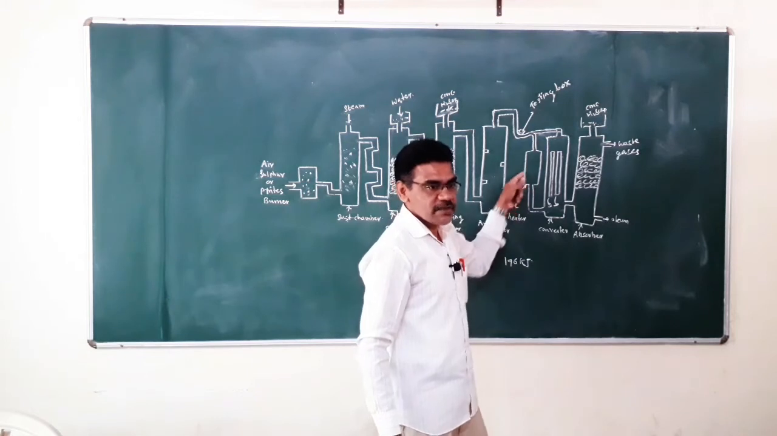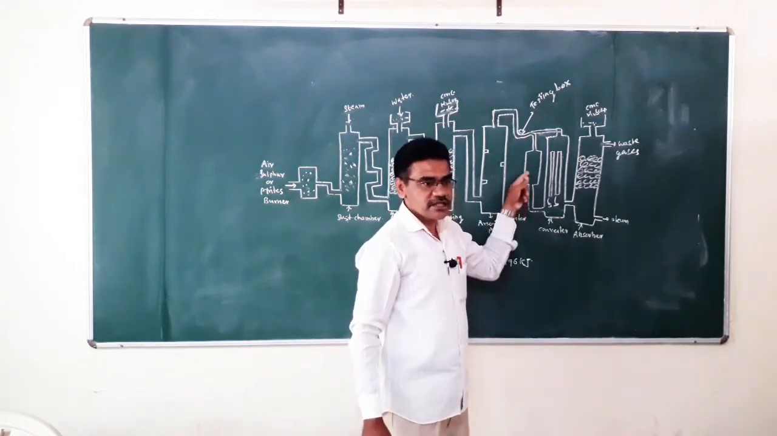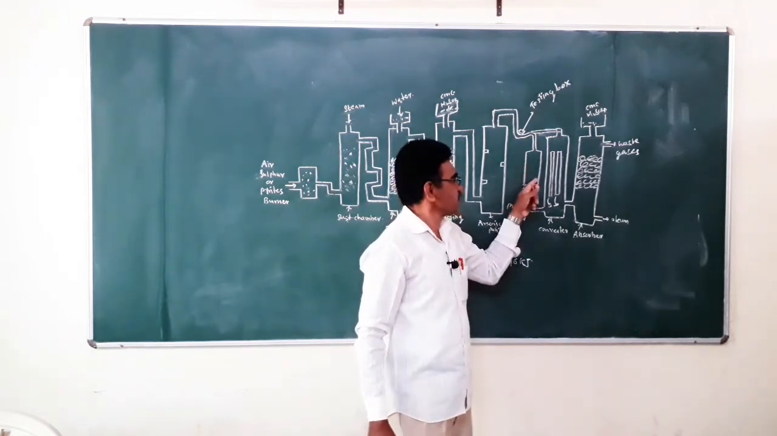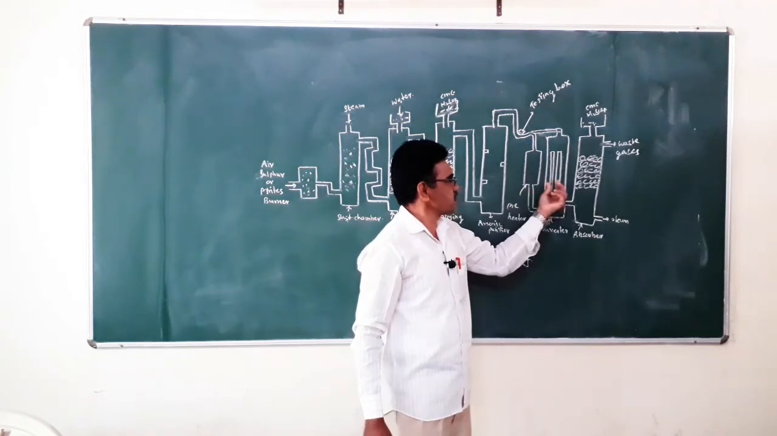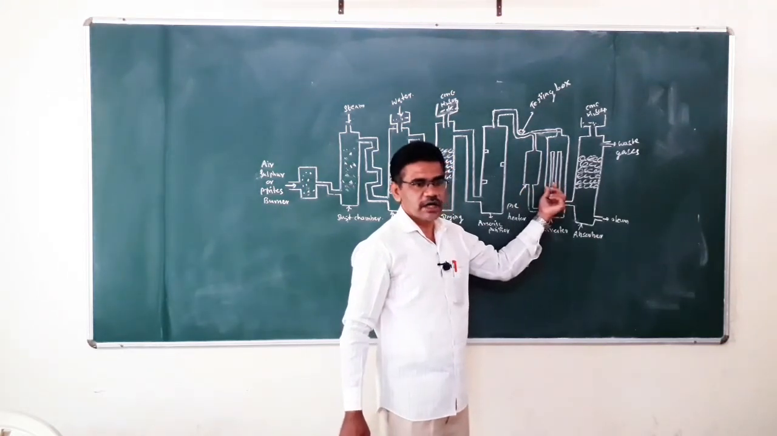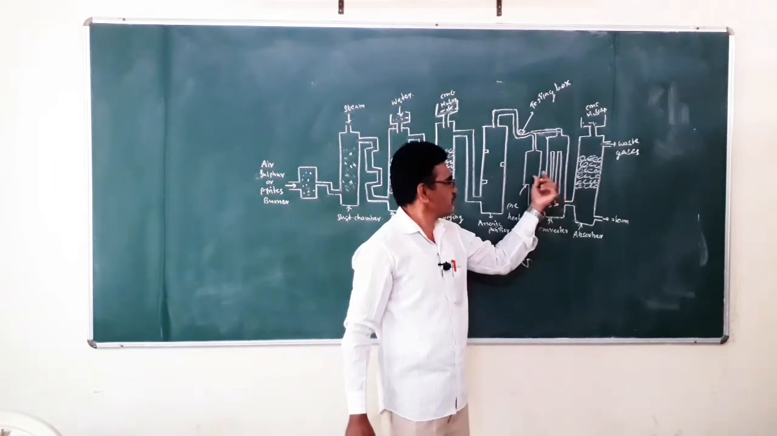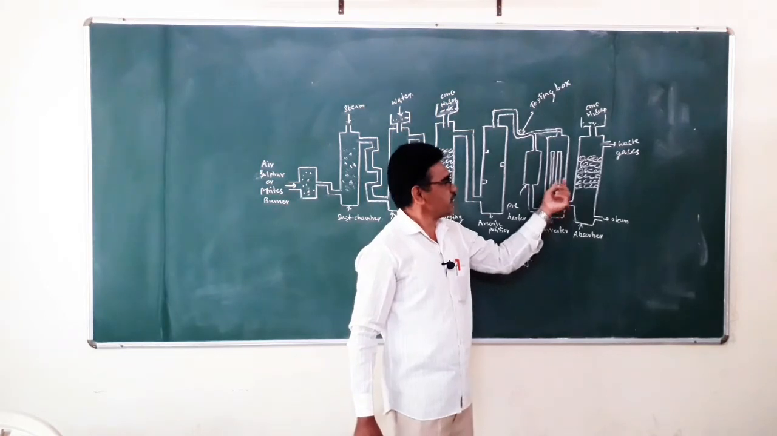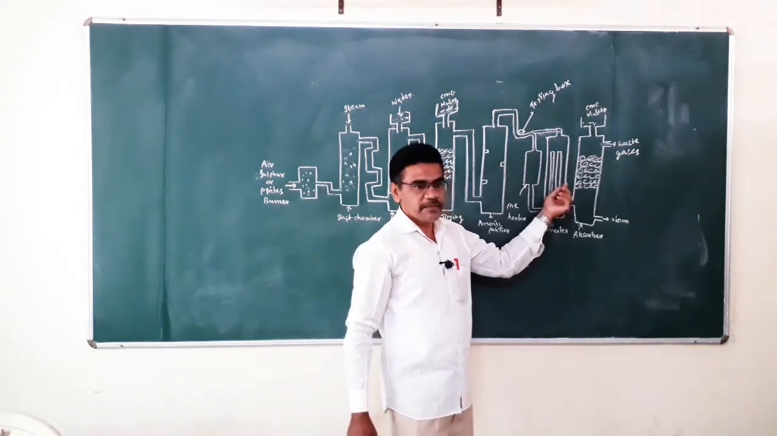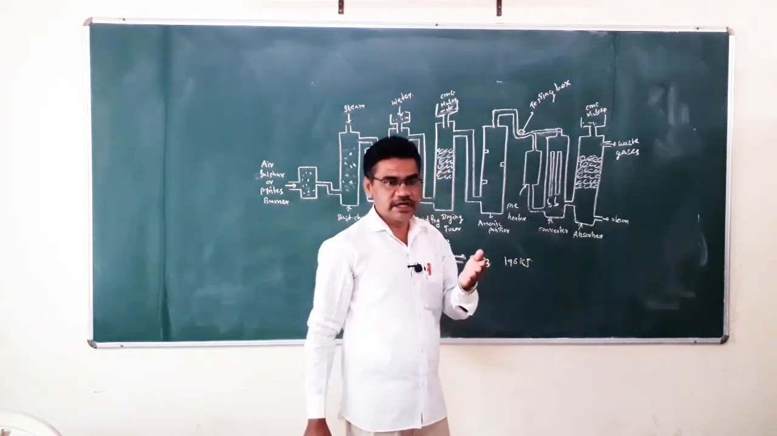Heat exchange takes place in the preheater. In the first, heat exchange means cooling of gases. First, gases are heated at 595 degrees Celsius, then cooled in the preheater, and exchange of heat takes place. And then in the second contact converter, the temperature is lower, that is 450 degrees Celsius.